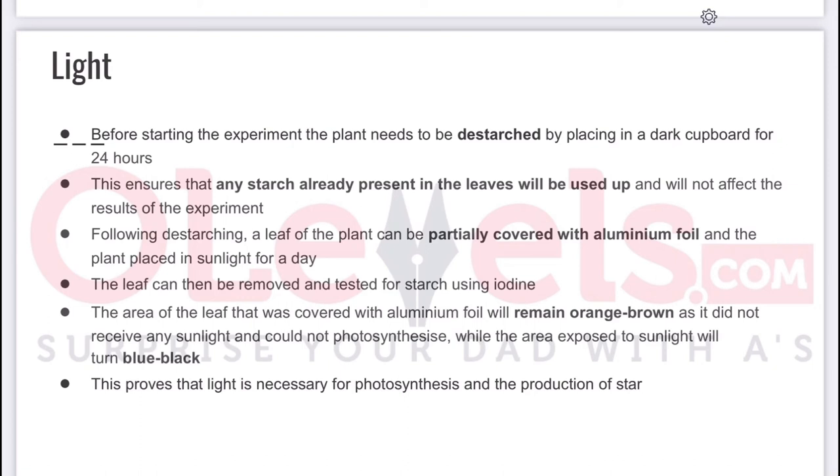Following destarching, a leaf of the plant can be partially covered with aluminum foil, and the plant can be placed in sunlight for a day. The leaf can then be removed and tested for starch using iodine.